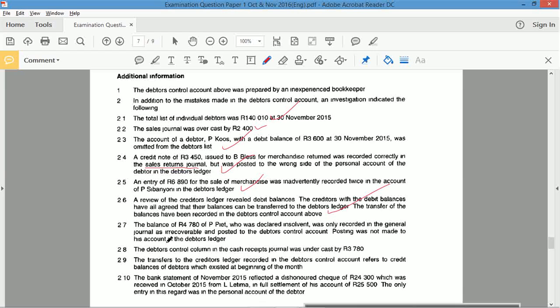Tick that. 7. Balance of 4780 of P was declared insolvent, only recorded in the general journal as irrecoverable and posted to the debtors' control account. Okay, so they say it was posted. I didn't see it there though. Posting was not made to the account in the debtor's ledger. Okay, that's a bit odd. Because they say it was recorded in the debtor's control. Do you see that? Yes.